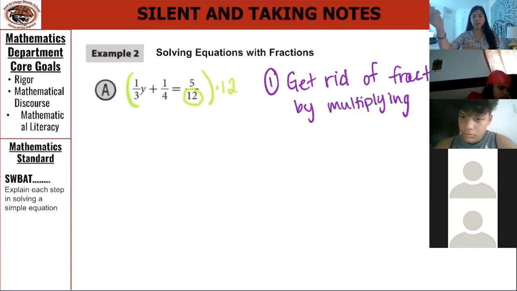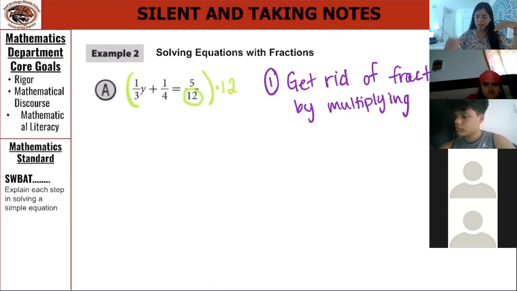Because when you do that, remember, multiplication is the opposite of division, and fractions are dividing. So if you multiply by 12, it's going to get rid of all of your fractions all in one step. However, let's break this down because we are going to be doing a lot of multiplying here. So I'm going to write the next step. I'm going to break everything down.